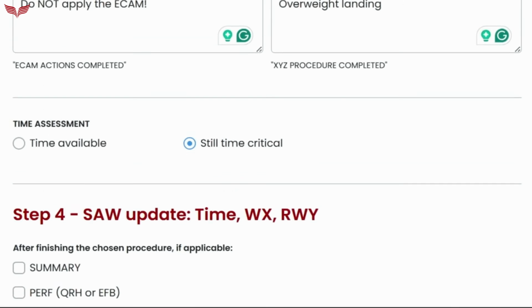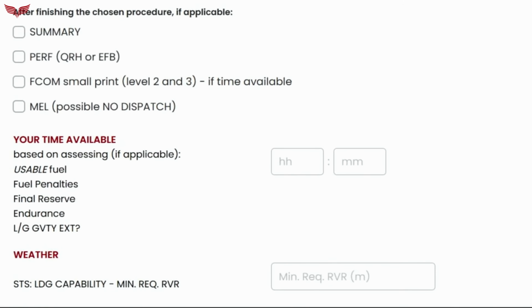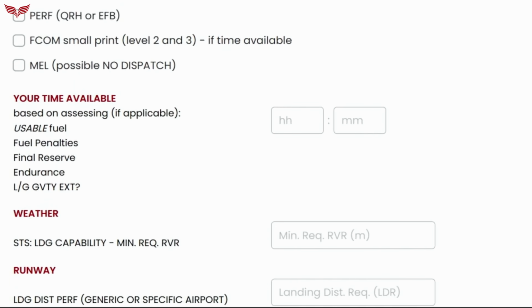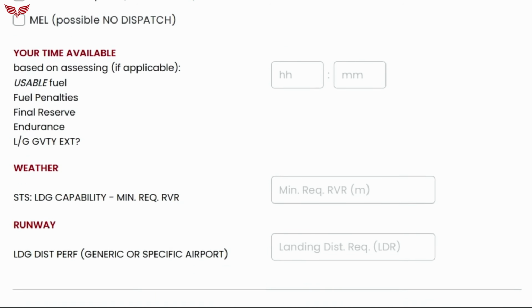Step 4, situational awareness update. At this stage, there is very little to reassess. Most of the decisions have already been made. Performance: no real options, we are committed, overweight, maximum braking if needed. FCOM, no time. MEL, no time. Time is critical. This is driving everything. Weather assessed only to the extent that it affects the immediate landing. For example, in LVO, I would land below the minima with autoland, because my priorities are clear: safe, legal, on time. Runway is already selected, we stay with the plan.